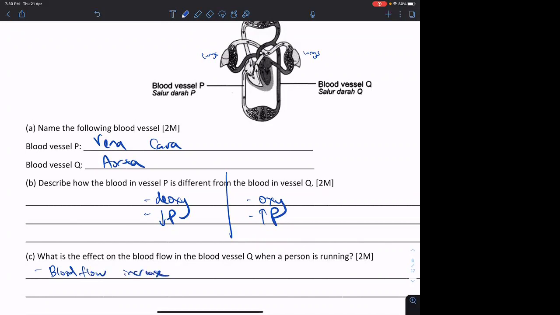Pengaliran darah meningkat. You can even say blood pressure increases. Tekanan darah meningkat. When you exercise, your blood speed and your pressure also increase. So everything becomes higher. Well, we are exercising, of course everything is going to go higher. It's like when you push your car engine harder, of course everything is going to go faster.